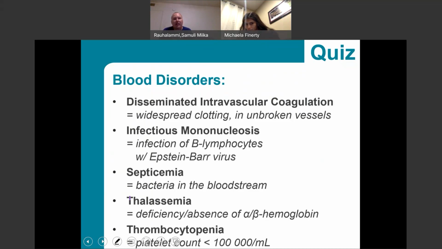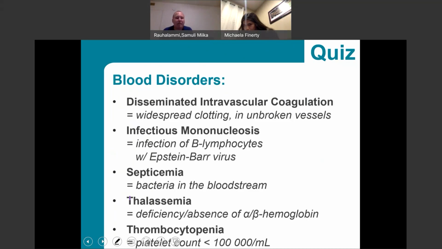A condition that's known as infectious mononucleosis is when we have an infection of B lymphocytes, and this is an infection that's due to Epstein-Barr virus. So as long as you remember that Epstein-Barr goes with mononucleosis, infectious mononucleosis, you will be able to match the definition and the disease.